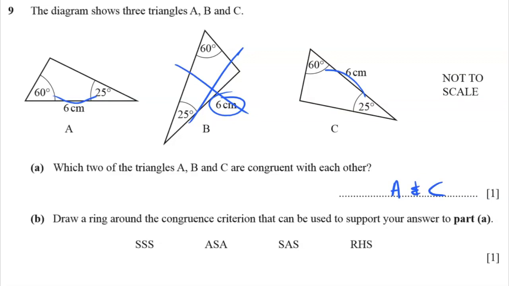What's the criteria that would support our answer to part A? Well, if 2 angles are the same, then the third angle also has to be the same. If you have a 60 and a 25, that adds up to 85, and so the other angle is going to be 95, and both the other angles are 95 in the triangles. So we have 2 angles and a side. Which criteria uses 2 angles and a side? That would be angle, side, angle, which is exactly what it was presented to you as.